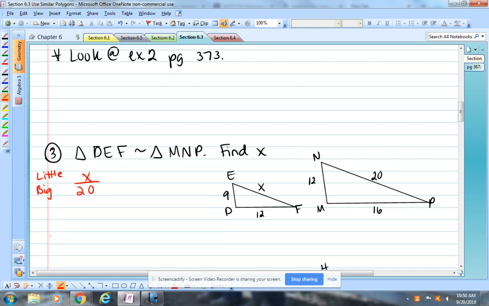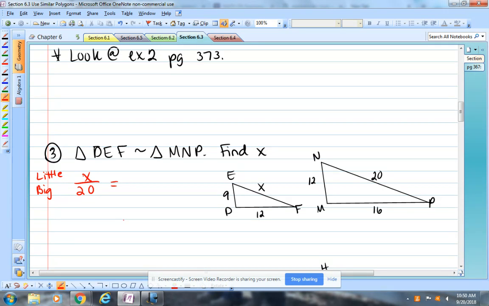Okay? So, I know all the other sides, don't I? So all you have to do is pick a pair of proportional sides, one from the little triangle and one from the big triangle, that you know both of them. So somebody give me a pair that they want to use.